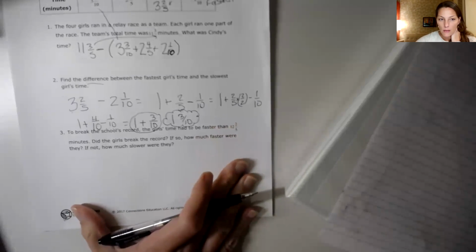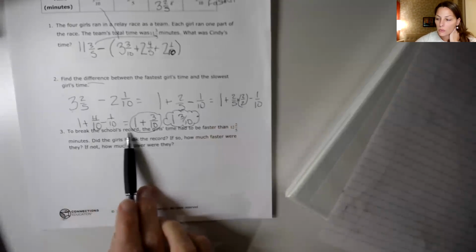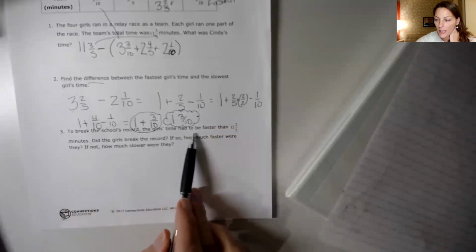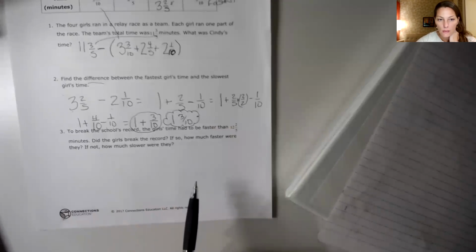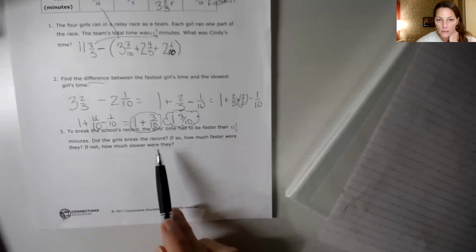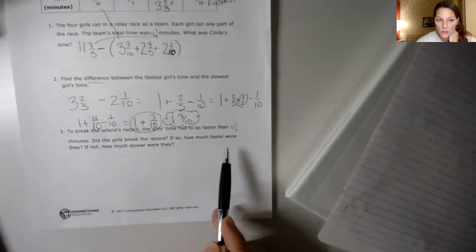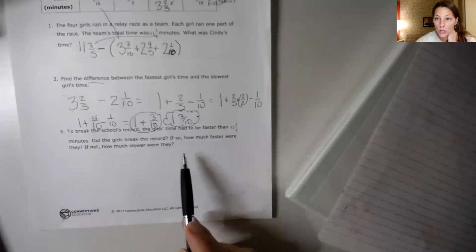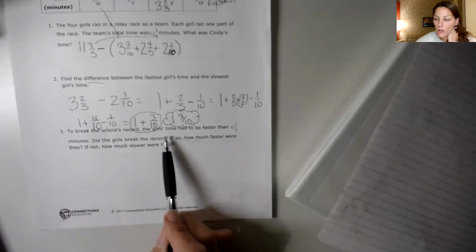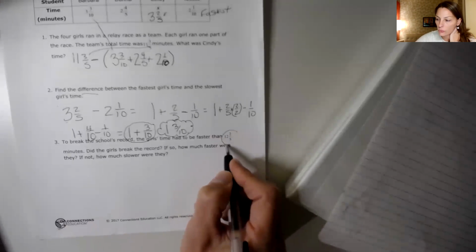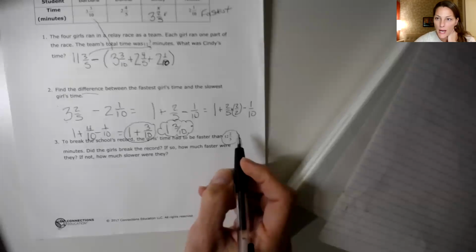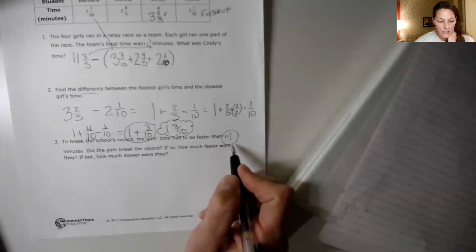Now we're going to do one more problem, and then we're going to be finished with the front side. All right. To break the school's record, the girls' time had to be faster than 12 2/5. Did they break the record? If so, how much faster? If not, how much slower? So if they wanted to break the school's record, all their times together in this relay race, which means you're adding them together, had to be faster.